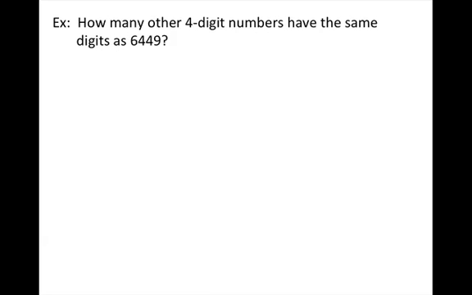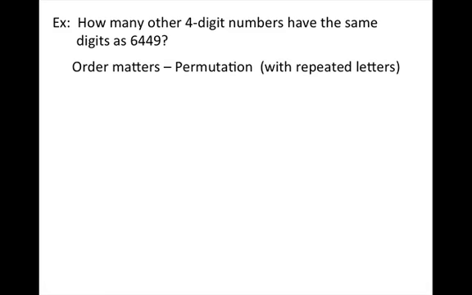The next example: how many other 4-digit numbers have the same digits as 6449? This again is a permutation because the order matters. If I write it as 4649, that's a different order than 4469. And I also have to keep in mind I have repeated numbers. I have 2 4s. So I'm going to have to divide by the factorial of those.